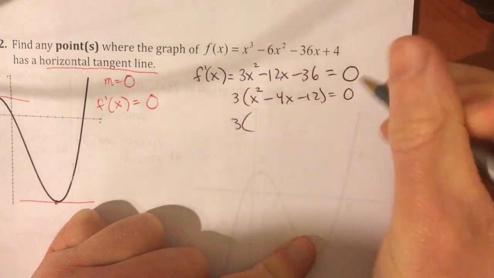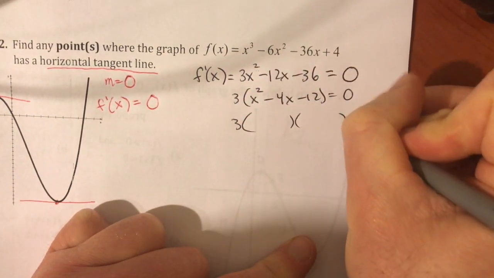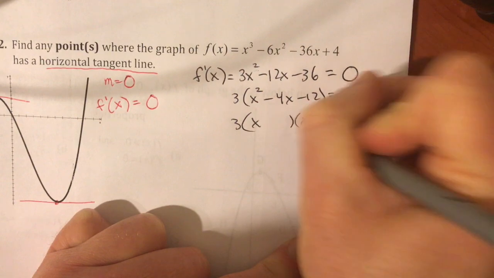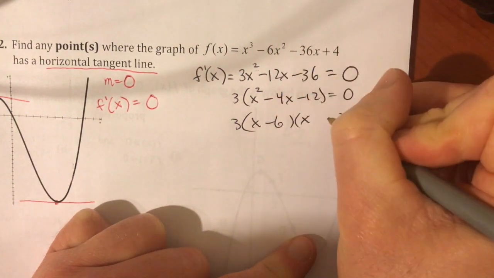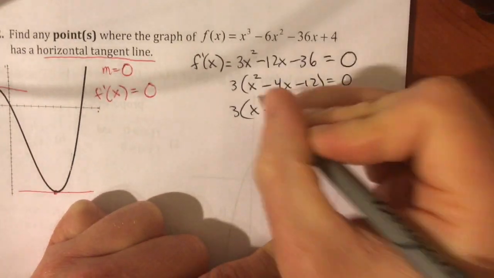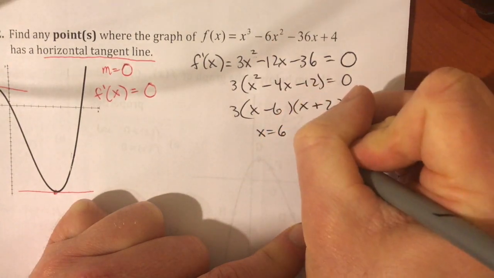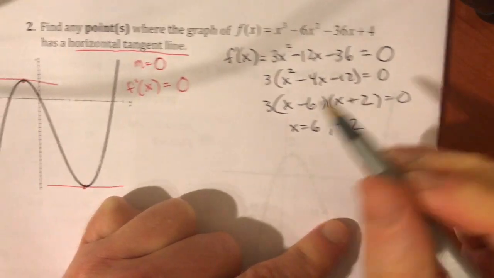Then this actually factors further, so we don't have to use the quadratic formula or completing the square or any of that stuff unless you want to. That will be minus 6 plus 2. So our two solutions are at x equals positive 6 and x equals negative 2.